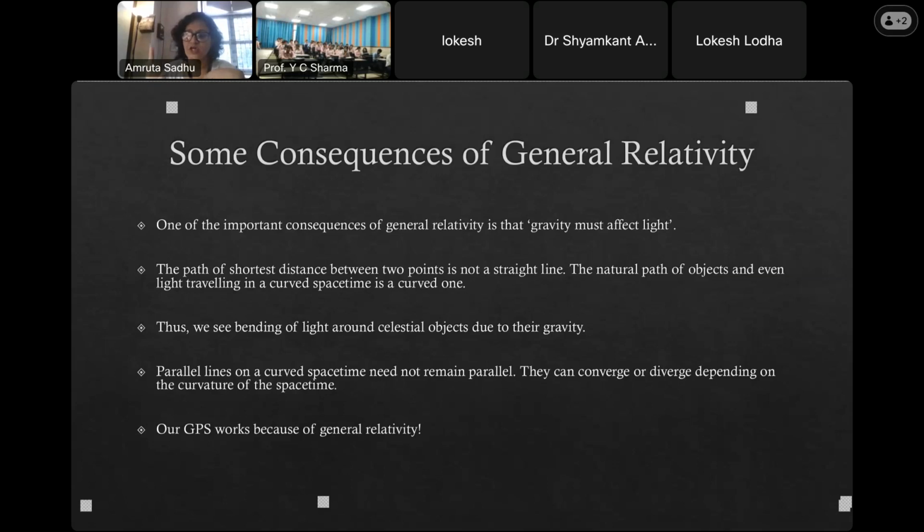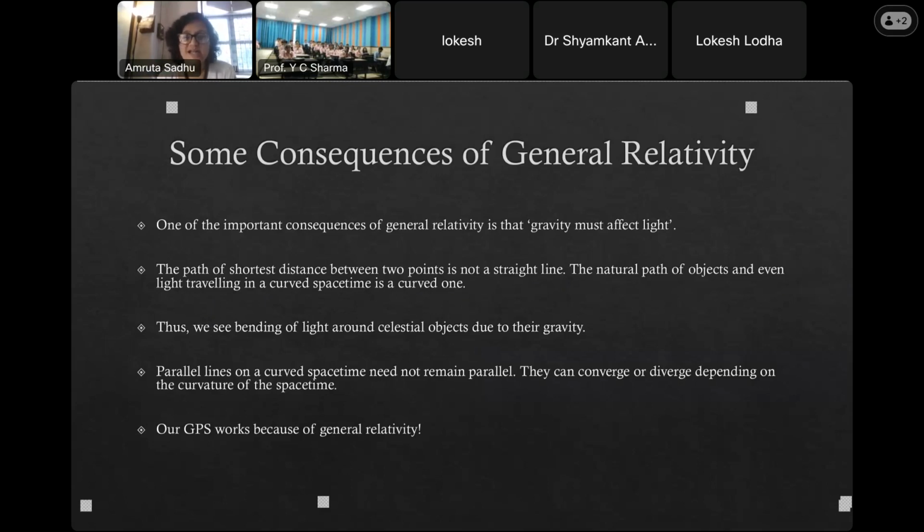If you are on a mountain, your straight line path will be to go to the top and go down. But that is not the shortest route. You can take some other route that will be shorter. You can go by the sides. So similarly, the path of shortest distance between two points is not a straight line, and the natural path of objects, and this includes even light, traveling in a curved space-time is a curved path. Thus we see bending of light around stars or galaxies or any celestial object due to their gravity.